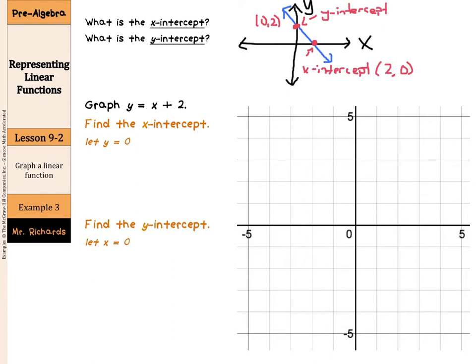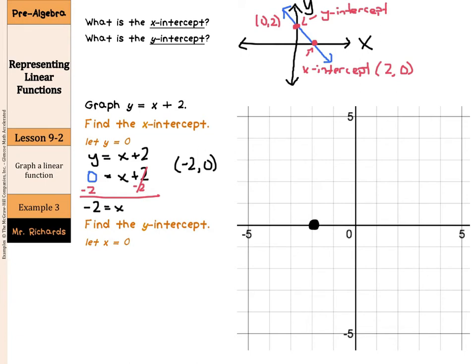So it says graph y equals x plus 2. We're going to do this by using the intercepts. Well, to find the x-intercept is where y equals 0. So if I take y equals x plus 2, to find the x-intercept, let y equal 0. So 0 equals x plus 2, and now I can solve for x. If I subtract 2 from both sides, I get negative 2 equals x, which gives me the ordered pair negative 2, 0, which is right here. That is my x-intercept, and I found it by letting y equal 0.